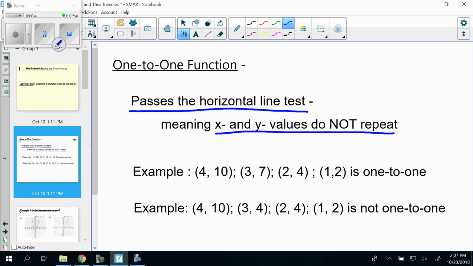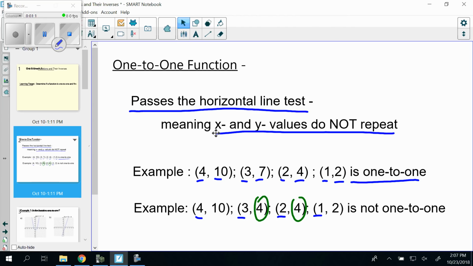This first one's an example of one that is one-to-one. Notice none of the x values repeat, and also none of the y values repeat. So that's what makes this a one-to-one function. The bottom example is a function. Okay, none of these x values repeat, so it is a function. However, it's not one-to-one because, as you can see here, we have the same y value in both those places. So that's a function, but it's not a one-to-one function.